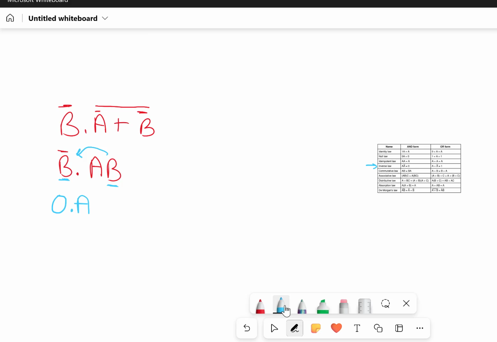Again, if we now look at our laws, we've got the null law. 0 AND A equals 0, and that is what we're left with.